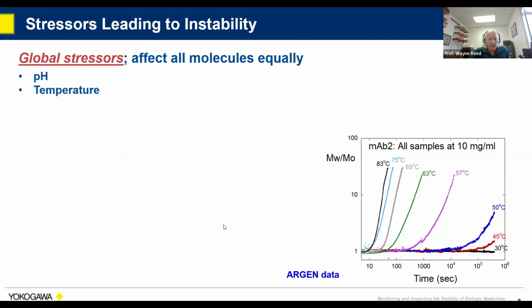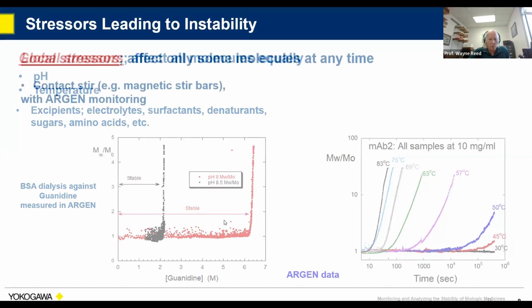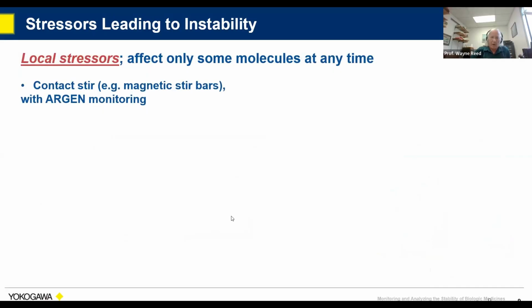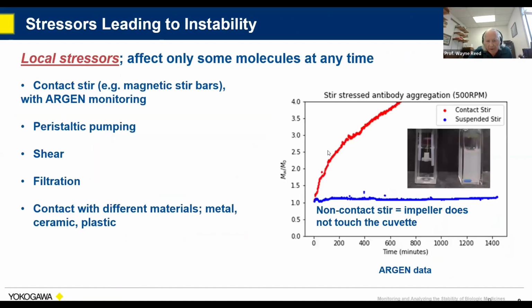So let's see. Those are our global stressors. Now, if we go to local stressors, these only affect molecules at the point of stress. So, for example, in contact stirring, where you have a magnetic stir bar, I have a picture here. Okay, so if you look at the two cuvettes, one has a magnetic stir bar on the bottom, this blue one here. This one has a suspended impeller, which makes no contact with the cuvette itself.